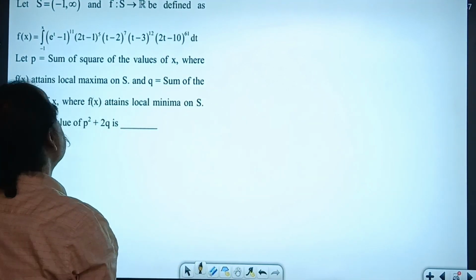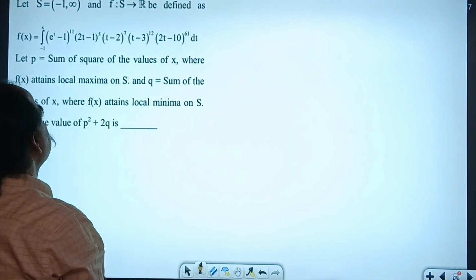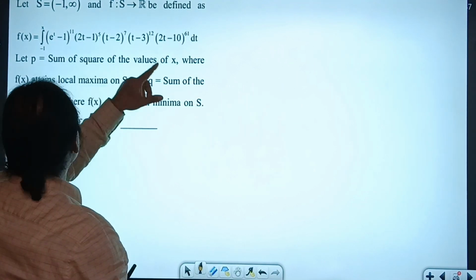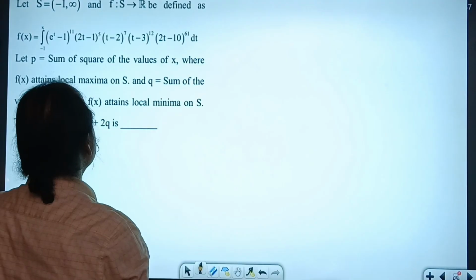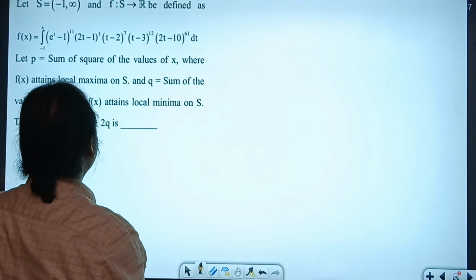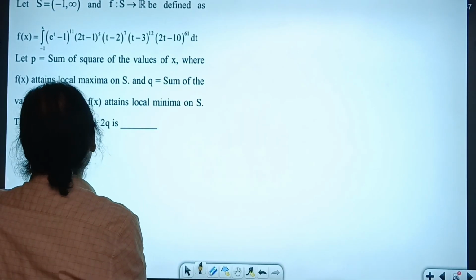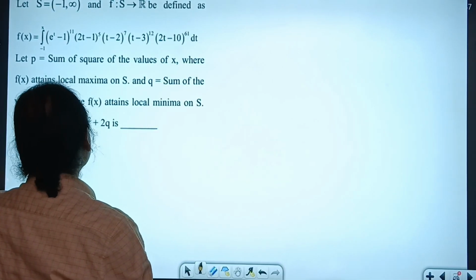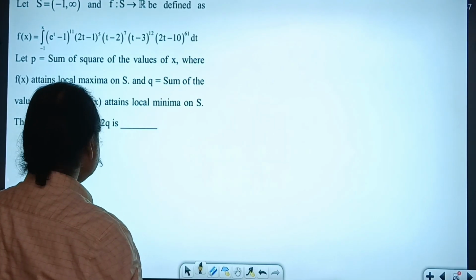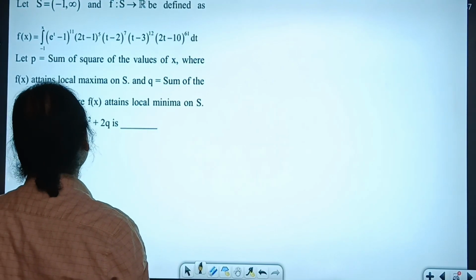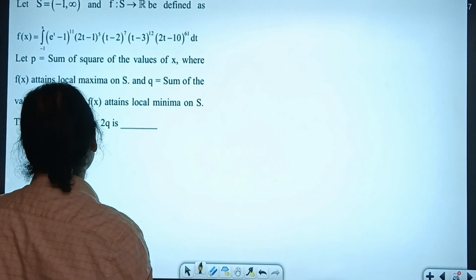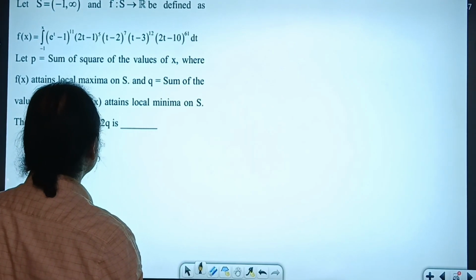Let S be minus 1 to infinity, and f is a function from S to real numbers, defined as f(x) is this. Let P be the sum of squares of the values of x where f(x) attains local maximum. And Q is the sum of values of x where f(x) attains local minimum on S. Then the value of P square plus 2Q is?